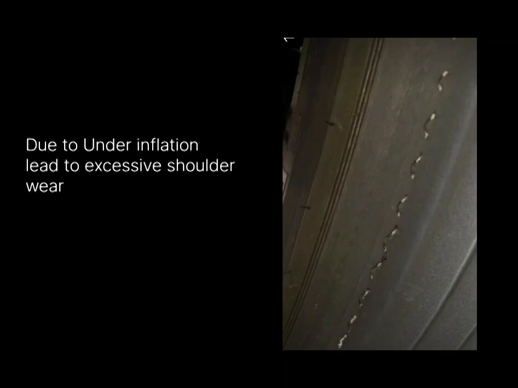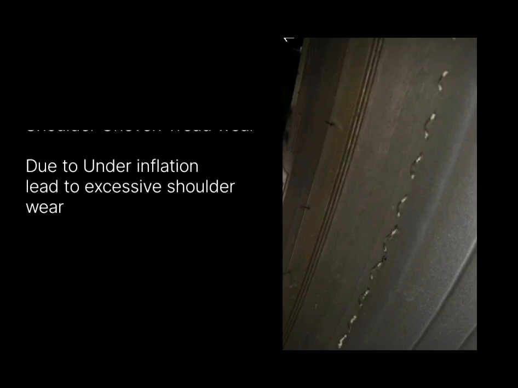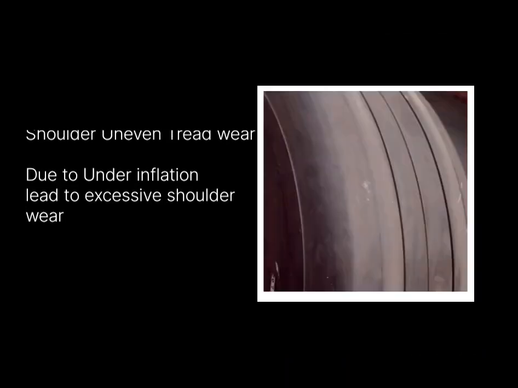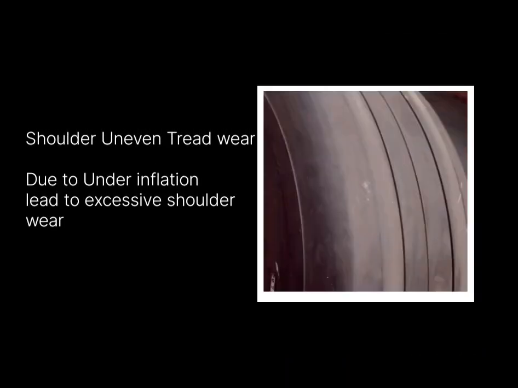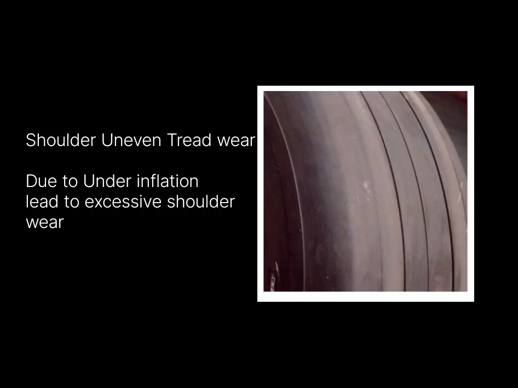The next photo is uneven shoulder wear. This condition takes place only when the aircraft tire doesn't have sufficient air pressure. If the tire wear limit is crossed, then you have to remove the tire from service. If the wear limit has not been reached, then check the tire pressure and charge it to the required value, and the tire can be kept in service until the wear limit criteria is reached.